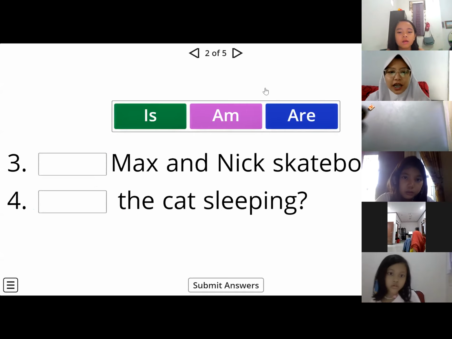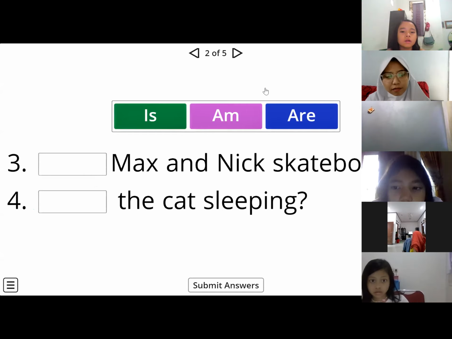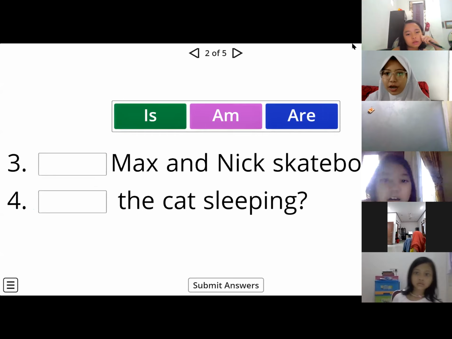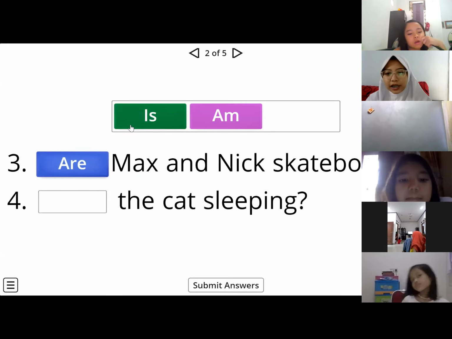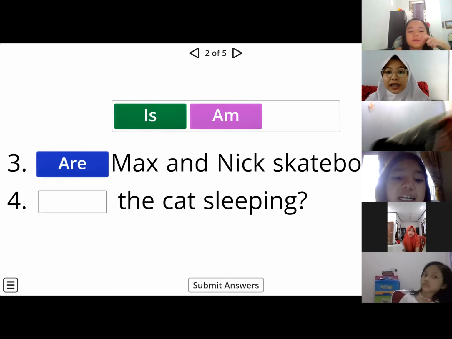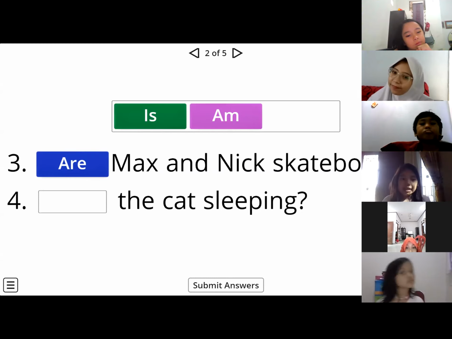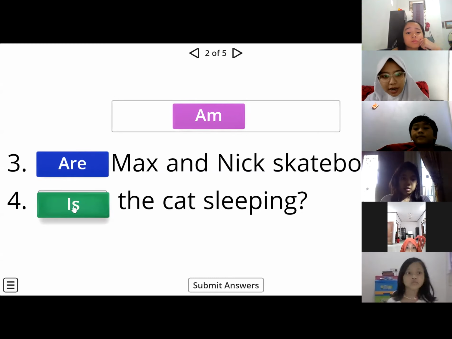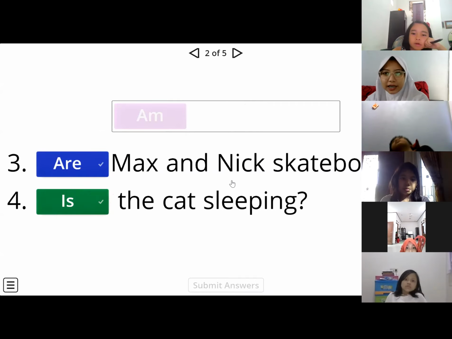So how about this? Max and Nick skateboarding. Are. Okay, are. Good job. So next. The cat sleeping. Is. Okay, let's see. Good job, is, guys. Right.